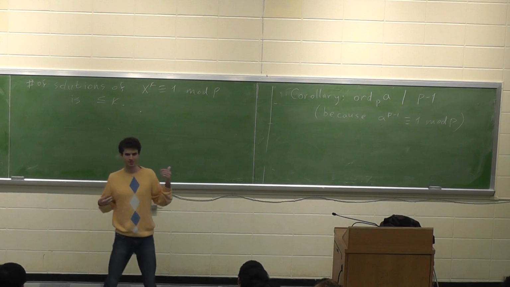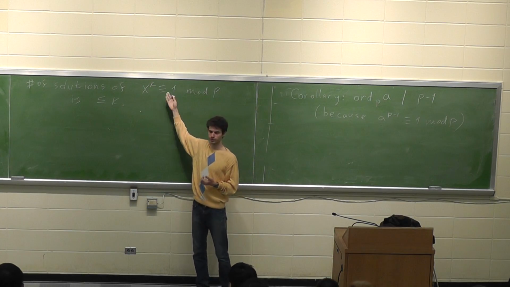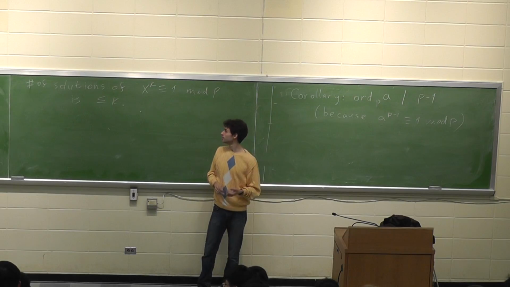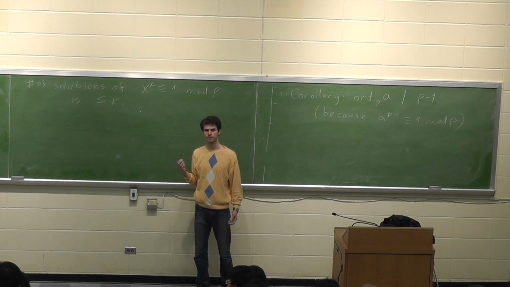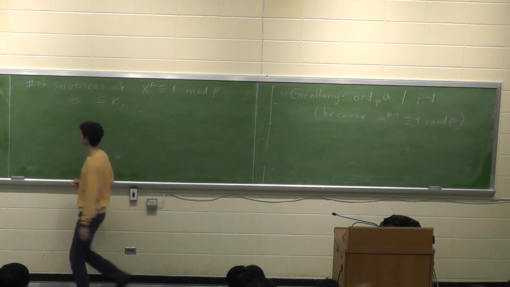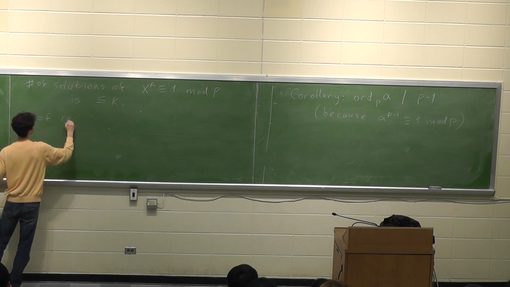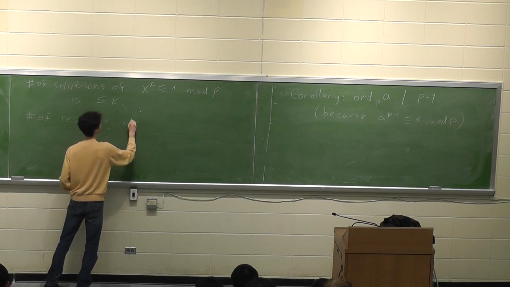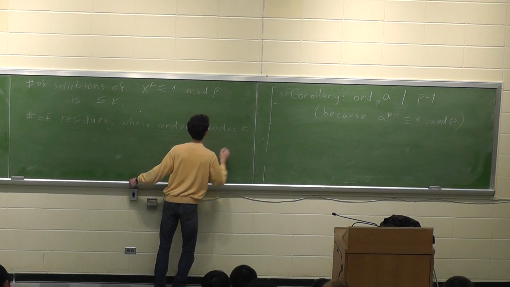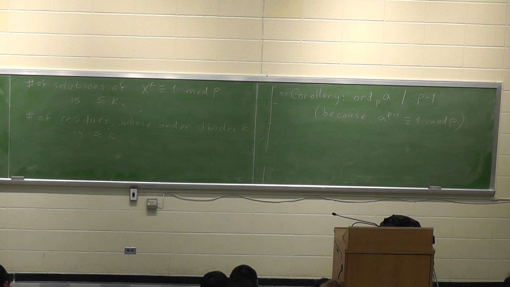That's something that we proved in the first hour. You have a polynomial equation of degree k, not all of its coefficients are divisible by p. For example, this one is 1, that one is 1. So it has at most k different roots. In terms of the orders of x, I can reformulate the same statement: the number of elements, residues, whose order divides k is at most k. That's the same statement.